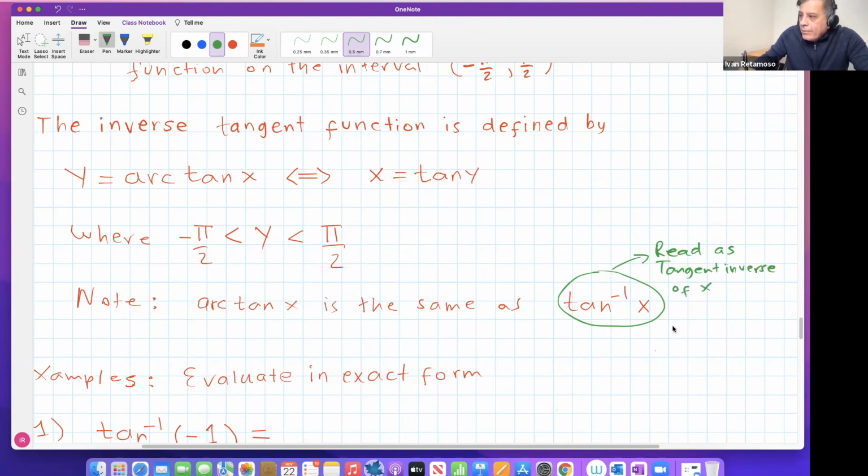Do not confuse this -1 with an exponent. It's not an exponent. It just says tangent inverse. It's just notation. All right.